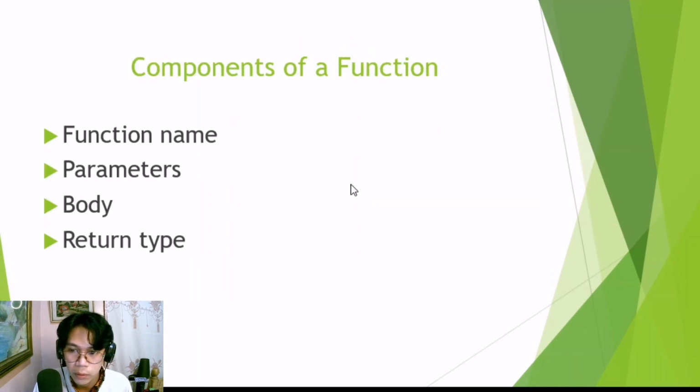Now we have 4 components of a function. The first one is the function name. So it's the alias that we use as reference to the function. We have the parameters. This is used to enumerate the input values of the function. The body is just a group of statements within the code block. And we have the return type. It's the data type which the function shall return as its final execution.